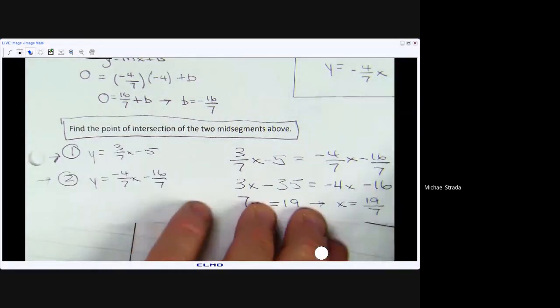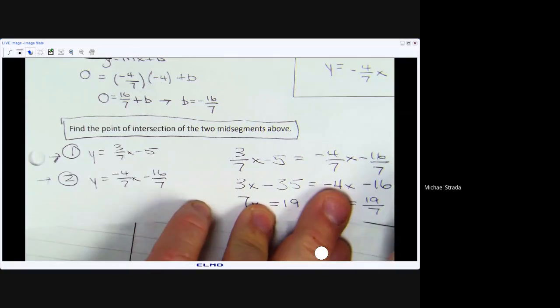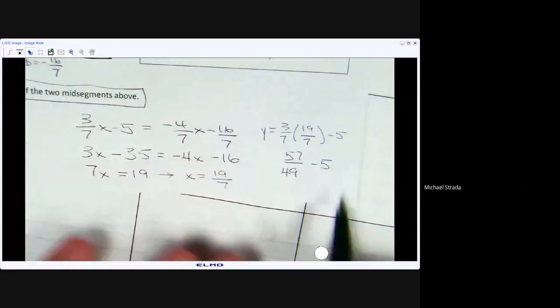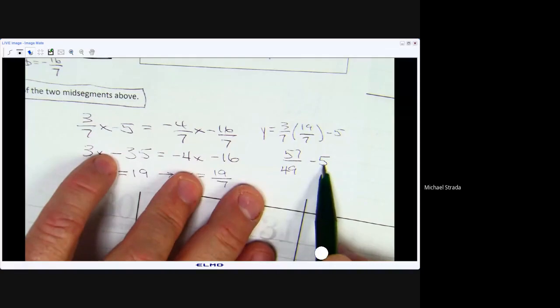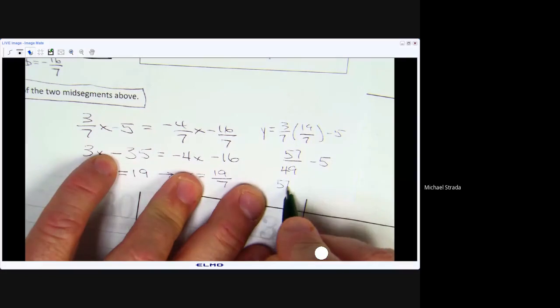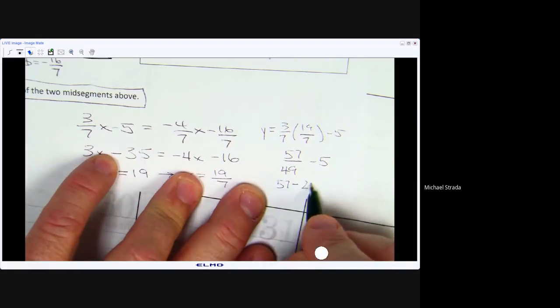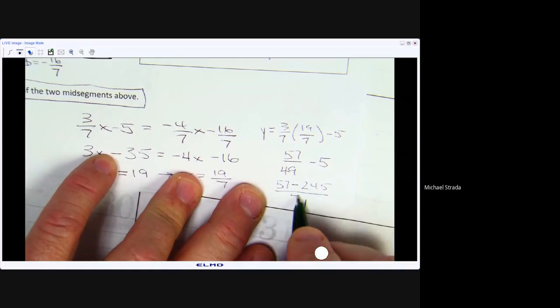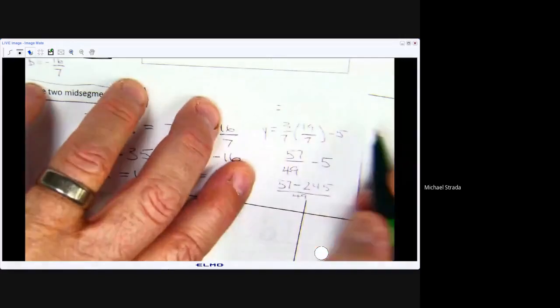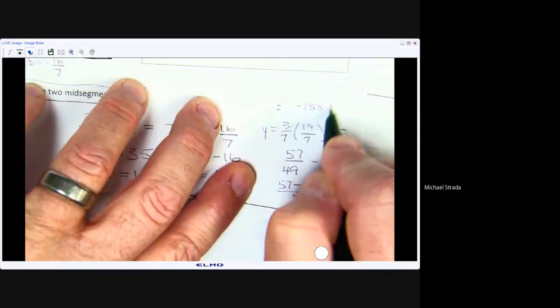So if I plug it into the first one, y equals 3/7 times 19/7 minus 5. 3 times 19 is 57 over 49 minus 5. And believe it or not, when we have an integer, it's kind of easy to convert. You just got to multiply by the denominator, which is 49. So this becomes 57 minus 245 over 49. All right. Which at the end of the day, when I'm done adding and subtracting, is negative 188 over 49.